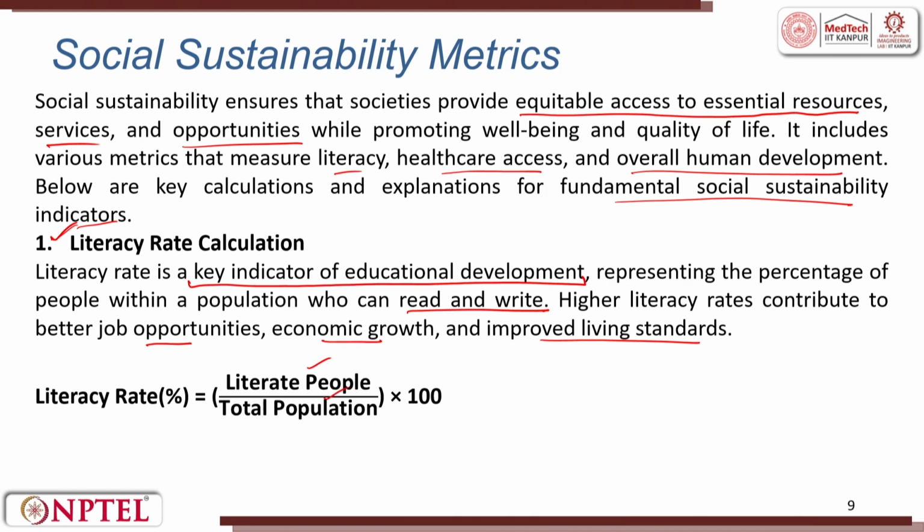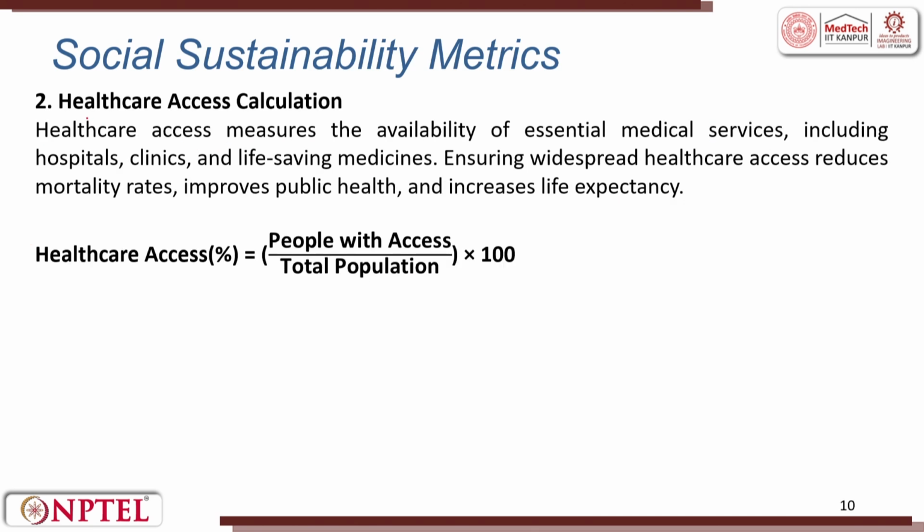Now, not only literacy, people should be healthy as well. Then comes the second indicator, which talks about healthcare access calculation. Healthcare access measures the availability of essential medical services, including hospitals, clinics, life-saving medicines. Ensuring widespread healthcare access reduces mortality rate, improves public health and increases life expectancy. So healthcare access percentage is people with access per unit total population into 100.